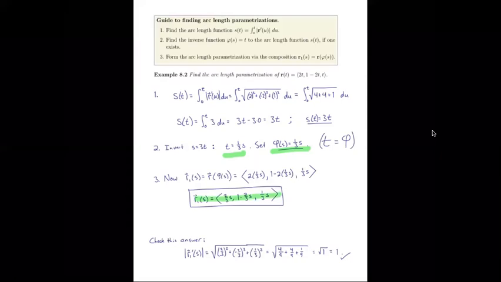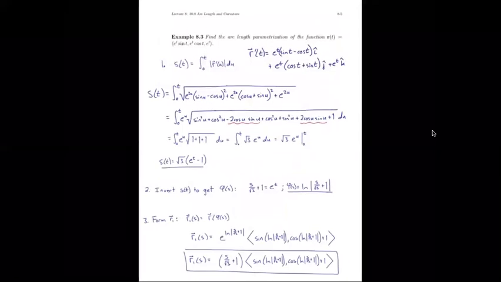Now, if you want to check it, it's always a good idea, especially if you have time. Take the derivative of this function and then find the magnitude of the derivative function. When you do that, you have something that looks like this. You'll see that it's all equal to 1 and everything checks out. We found the arc length parameterization. Now to do one more that's a little bit less trivial than this one is the following.